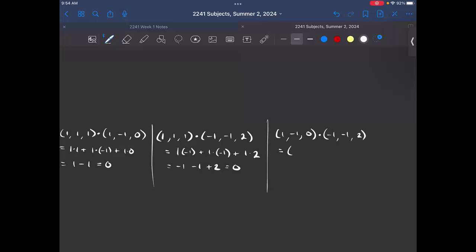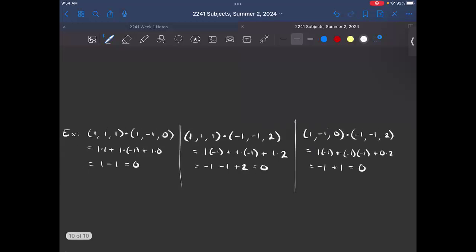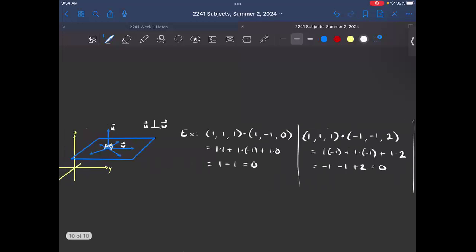And I believe that these should end up giving me 0 as well. So 1 times minus 1 plus minus 1 times minus 1 plus 0 times 2. And I think that's going to work out. Negative 1 plus 1 equals 0. So all of these vectors are at right angles to each other.